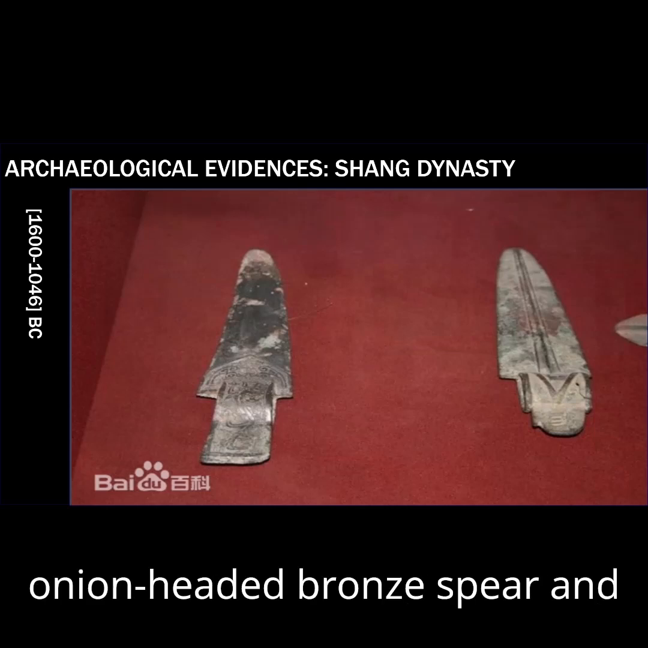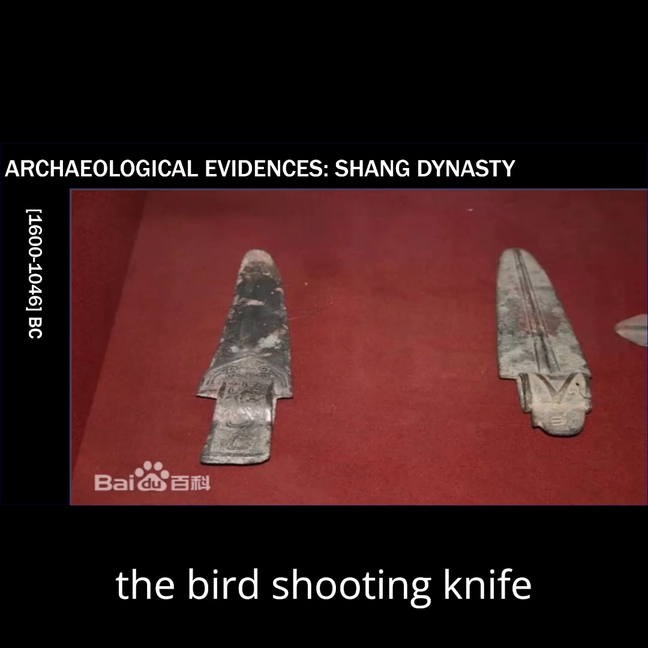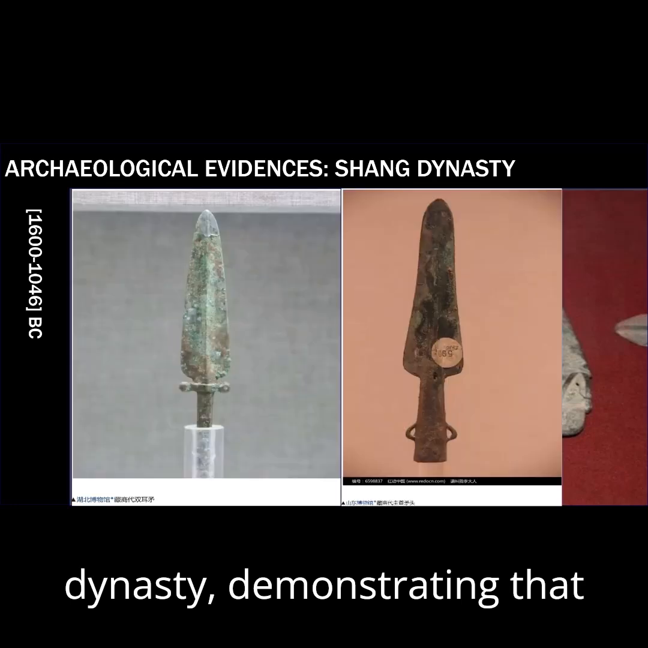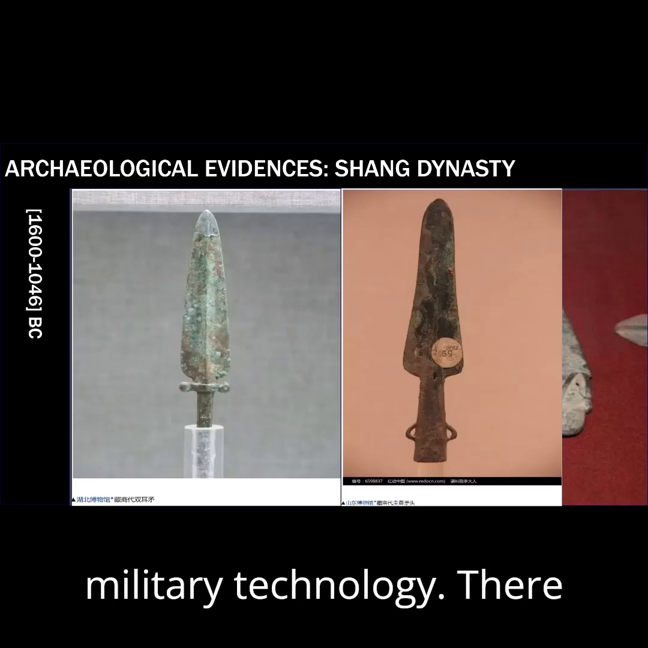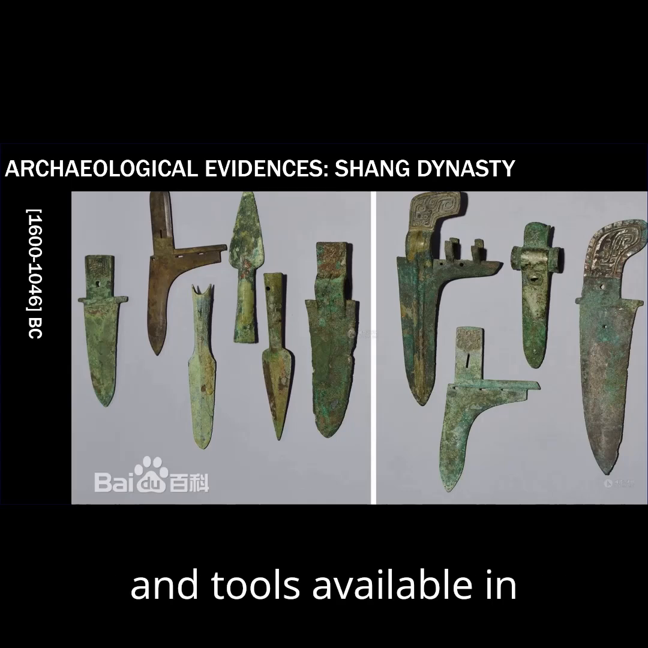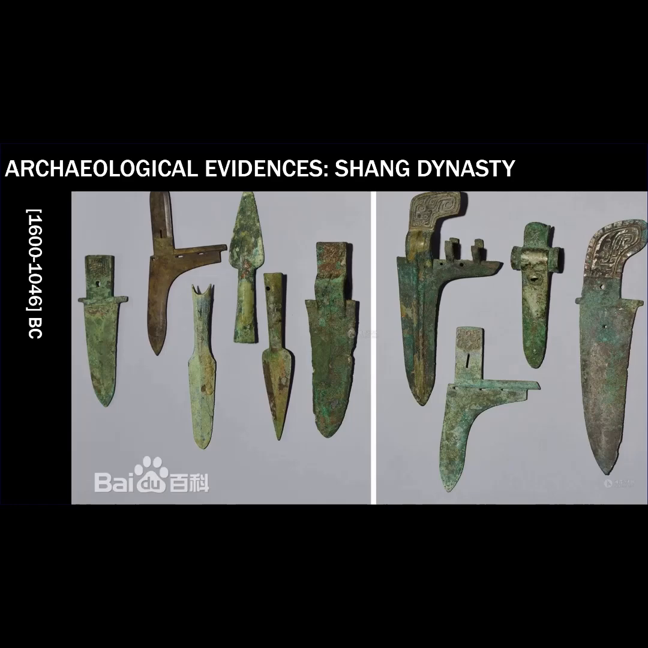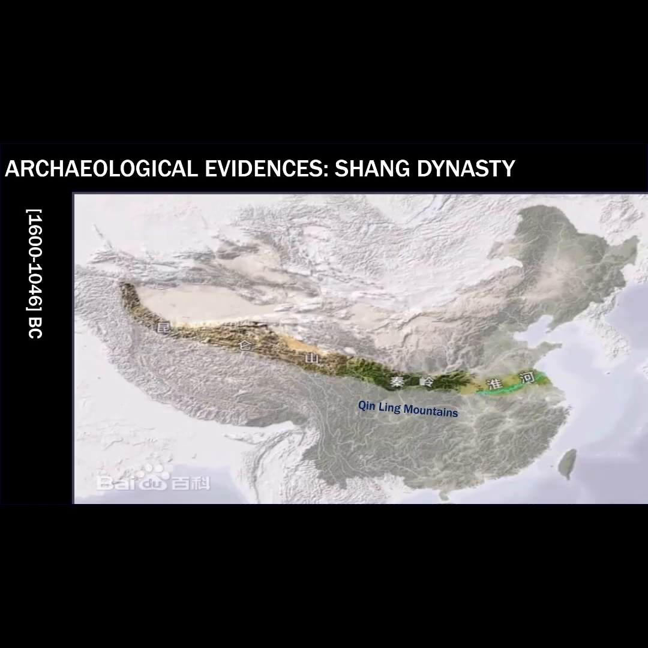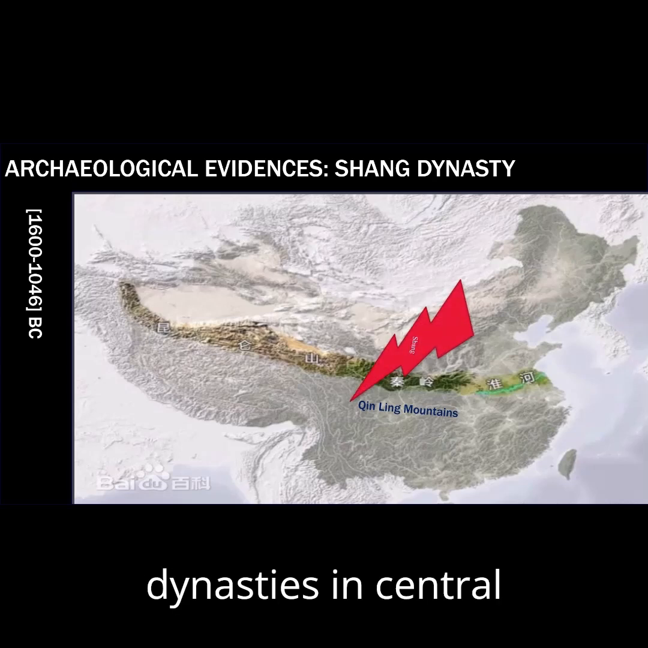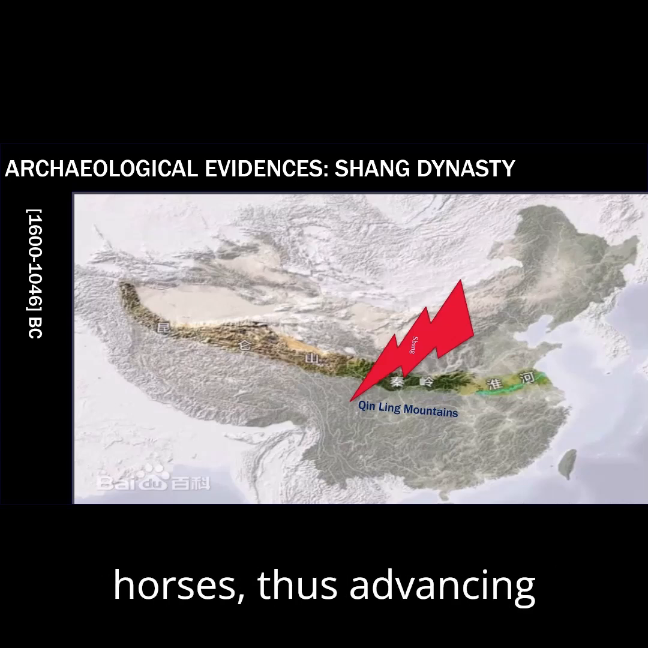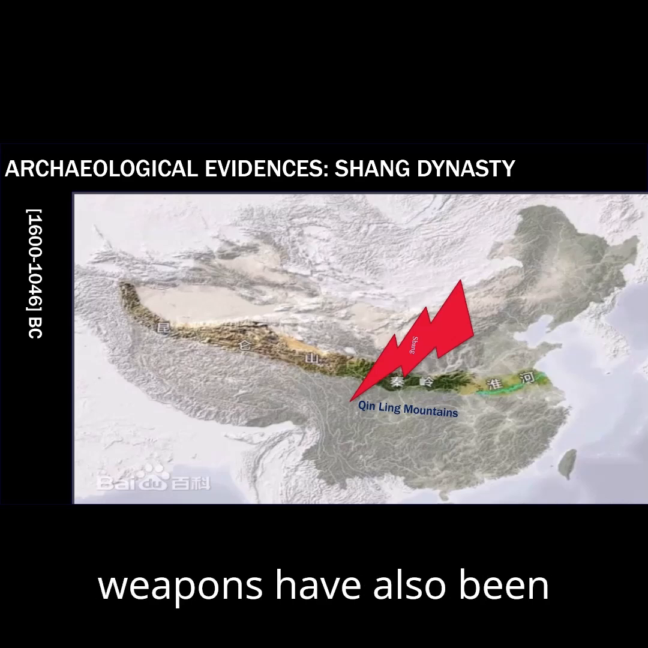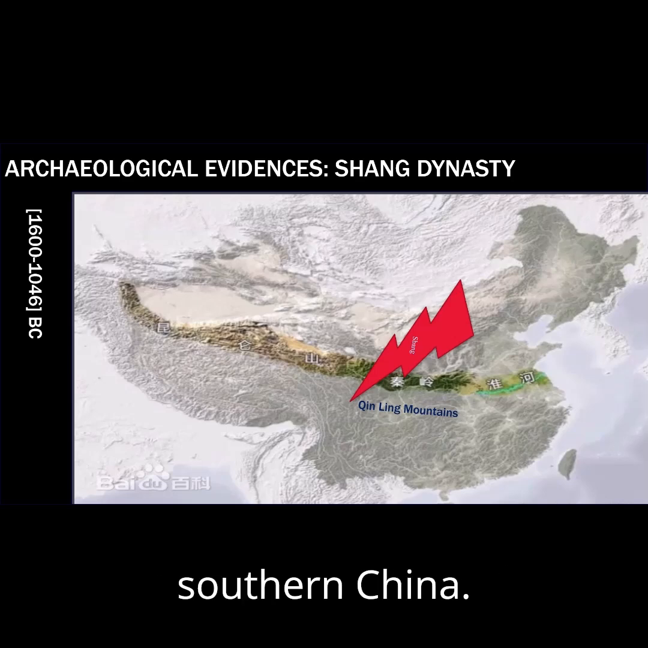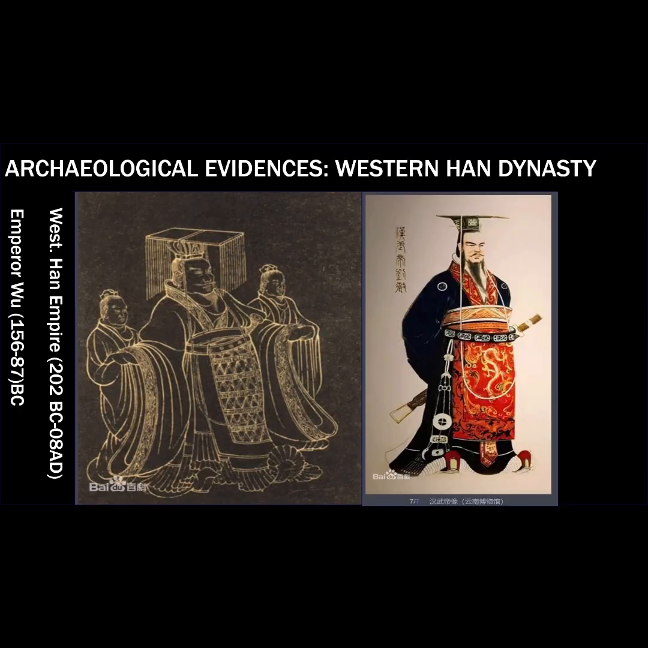Bronze weapons such as onion-headed bronze spear and the bird-shooting knife appeared in the Shang Dynasty, demonstrating that the Central Plains had developed iron tools and military technology. There are plenty of such weapons and tools available in museums today from this period. The increasingly powerful dynasties in central China required more grassland, resources, and horses, thus advancing westward beyond the Qinling Mountains. These bronze weapons have also been discovered by archaeologists in several regions of southern China.